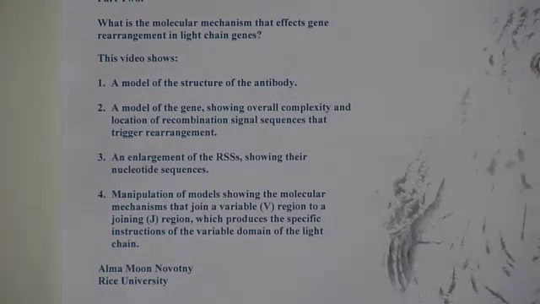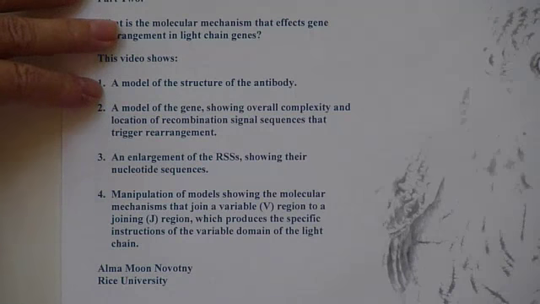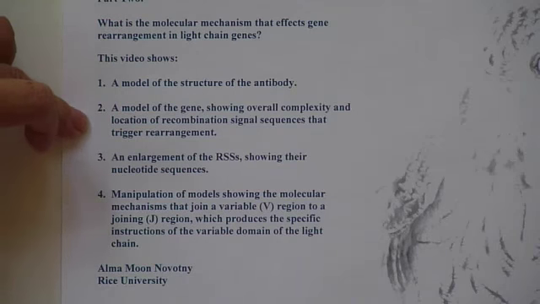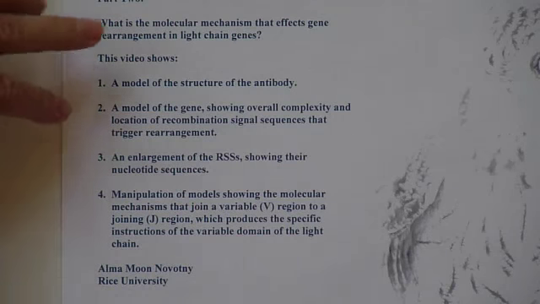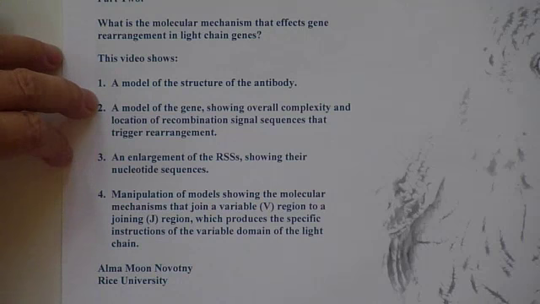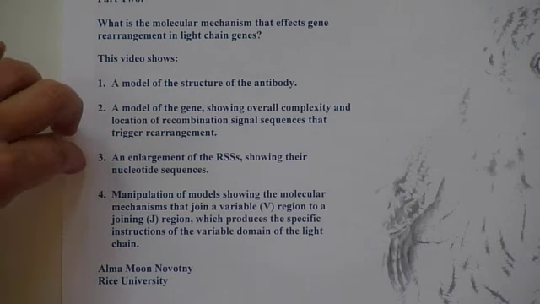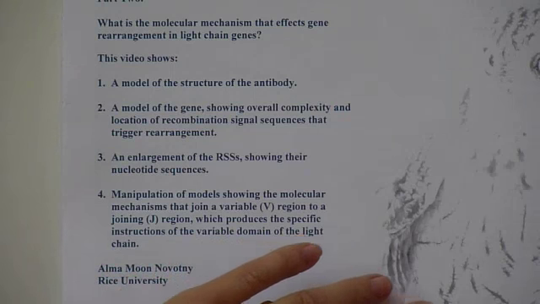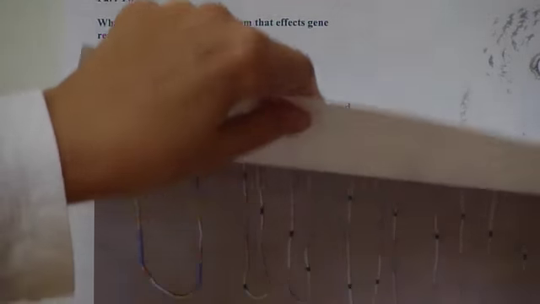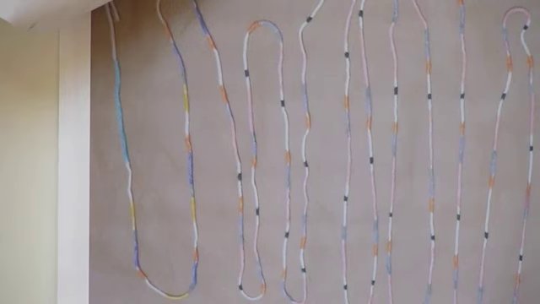So in order to do that, we're going to review the model of the structure of the antibody, the structure of the gene, and then we're going to go in and take a much closer look at the specific nucleotide sequence that allows these rearrangements to take place. And then finally, we're going to manipulate some models to give you an idea of how it works.